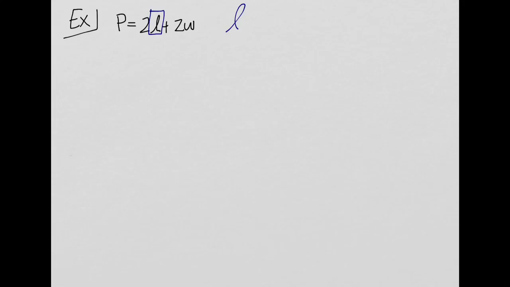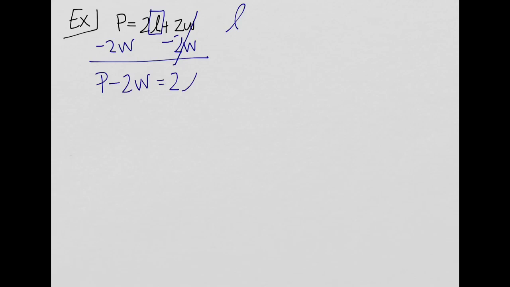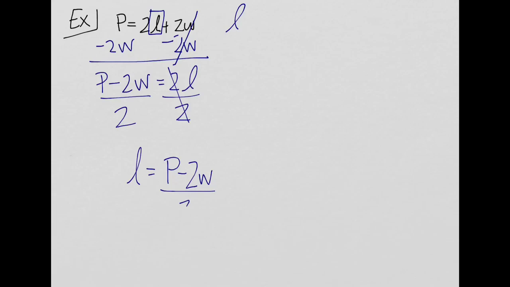So I need to move this 2W to the other side first. It's kind of like the standard form of a line, where we moved the x term first. So on this side I'll have P minus 2W equals 2L. Well, I still don't have L by itself, so I need to get rid of this 2 in front of it. I need to divide everything by 2. We can leave it like this: L equals P minus 2W over 2.